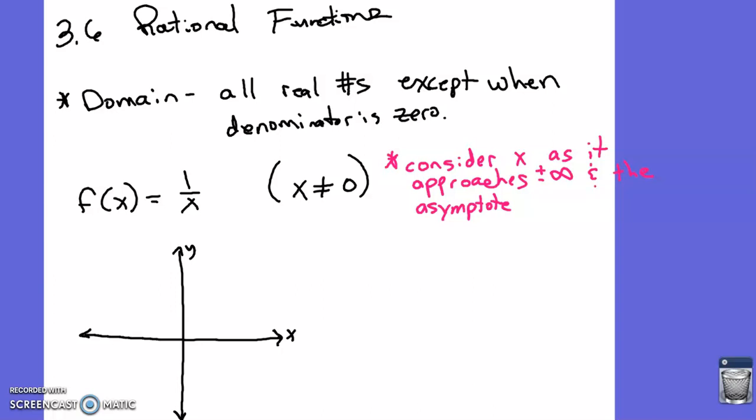This is 3.6 rational functions. We've been talking plenty about the domain and the range. We've said this before, but the domain is basically all the numbers that can fit into the function that works, but you always got to keep in mind what x cannot equal. So specifically, if the denominator is 0.